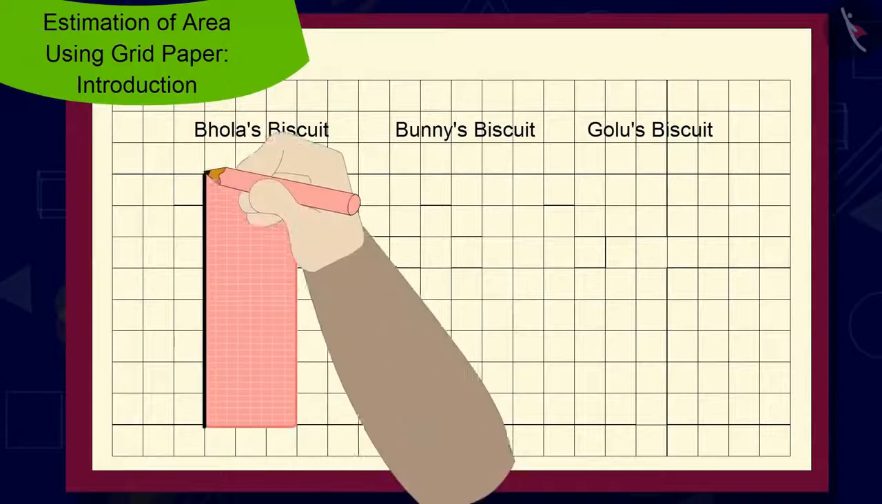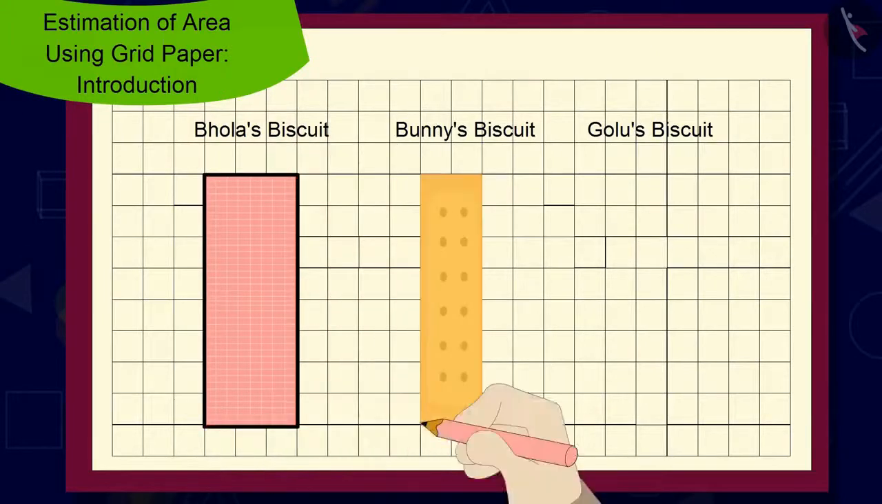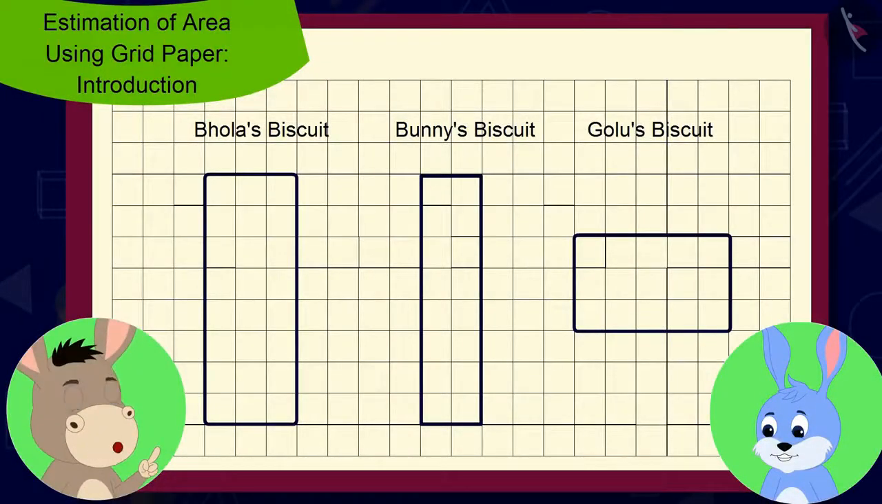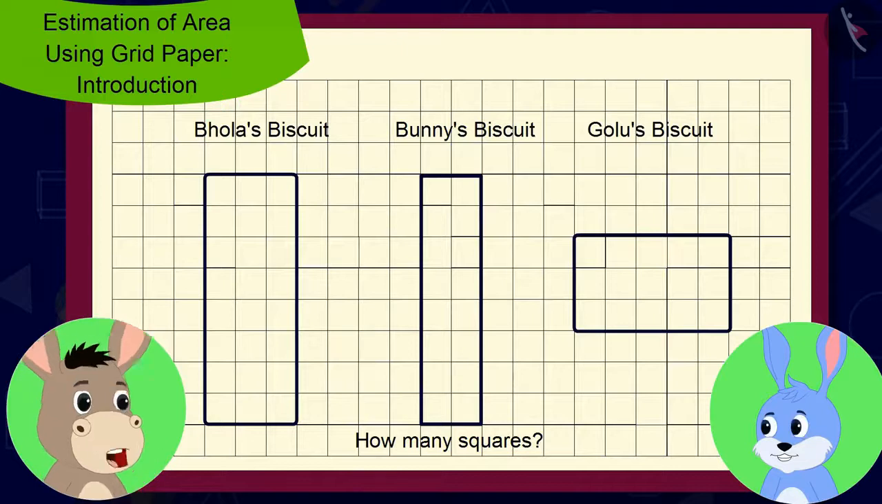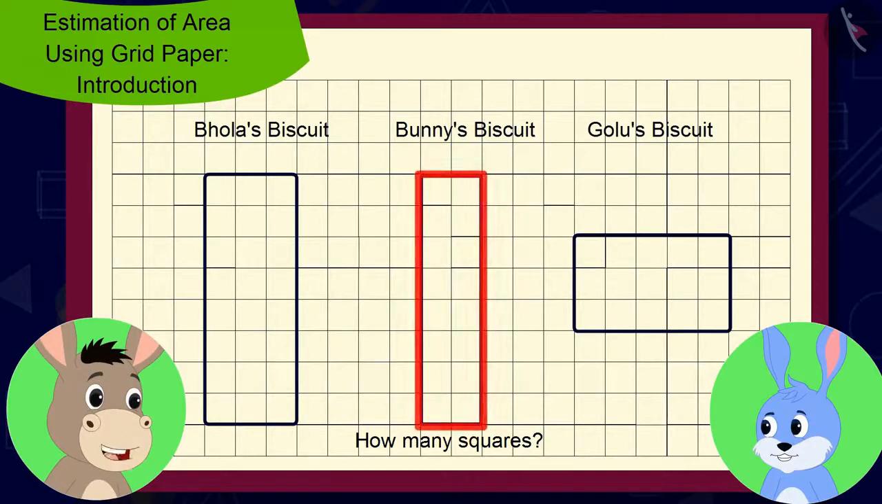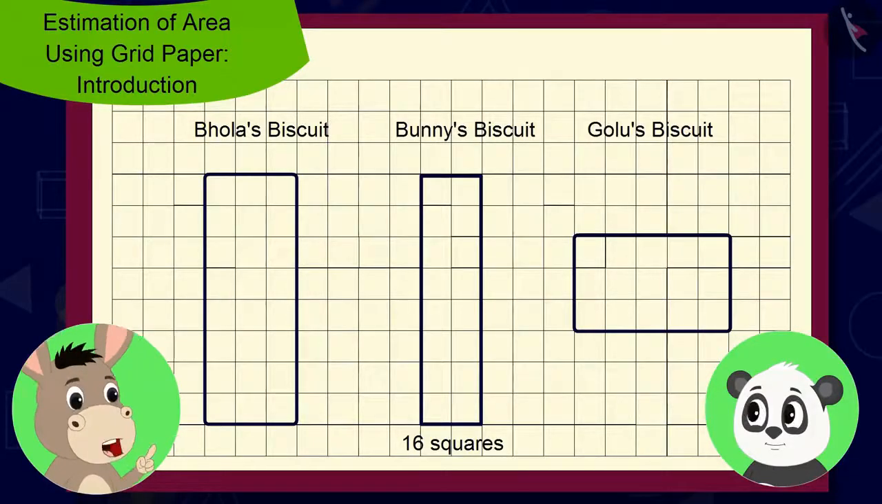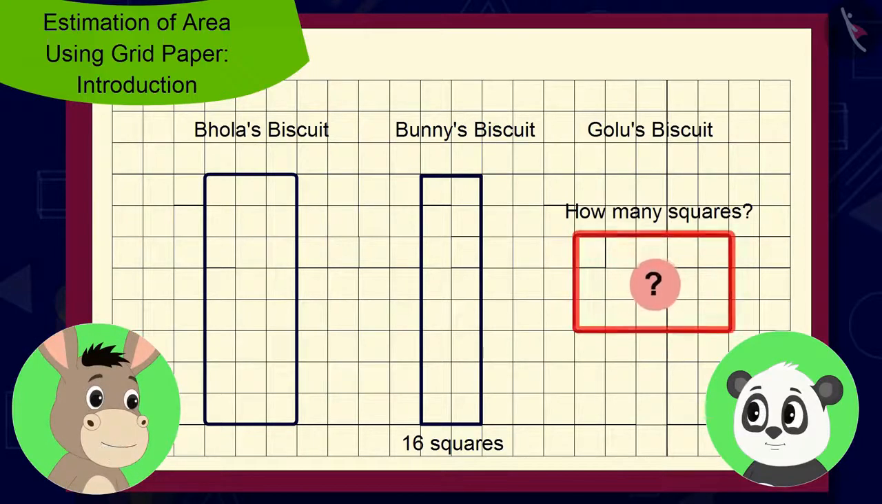Bhola made the outlines of those 3 biscuits with a pencil on the grid paper. Bunny, can you tell me how many squares are there in the shape of your biscuit? Bhola asked Bunny. Bunny quickly counted the number of squares and said, 16 squares. And Golu, tell me how many squares are there in the shape of your biscuit? Bhola asked Golu.